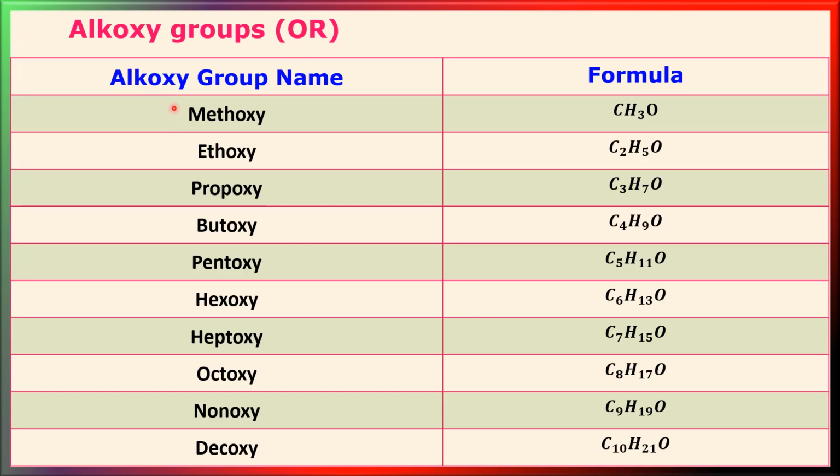Next, alkoxy groups. See here. Here some alkoxy groups have been given. You can see here alkoxy group name and its formula. Methoxy CH3O, ethoxy C2H5O, propoxy, butoxy, pentoxy, hexoxy, heptoxy C7H15O, octoxy, nonoxy, decoxy C10H21O. All these are the substituents.